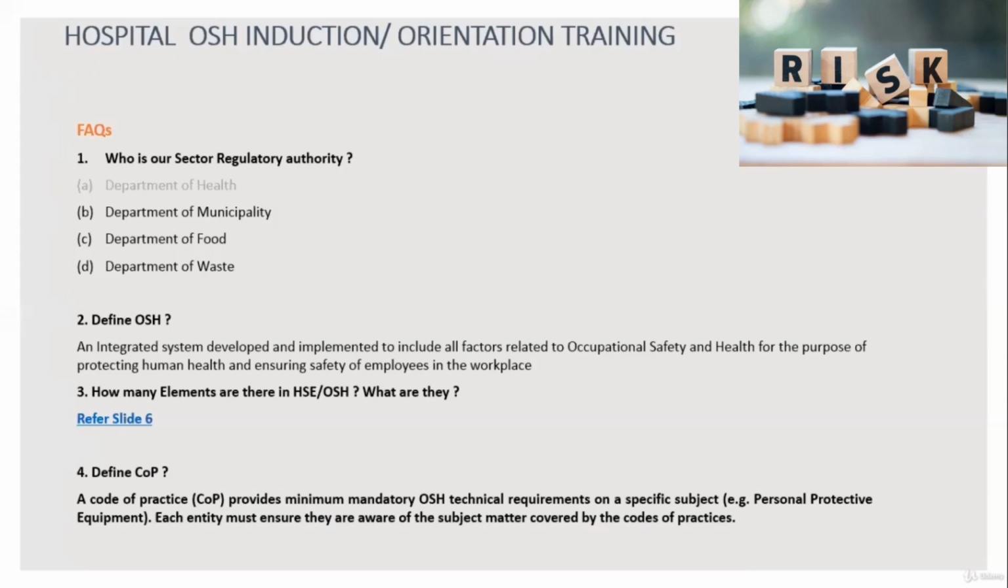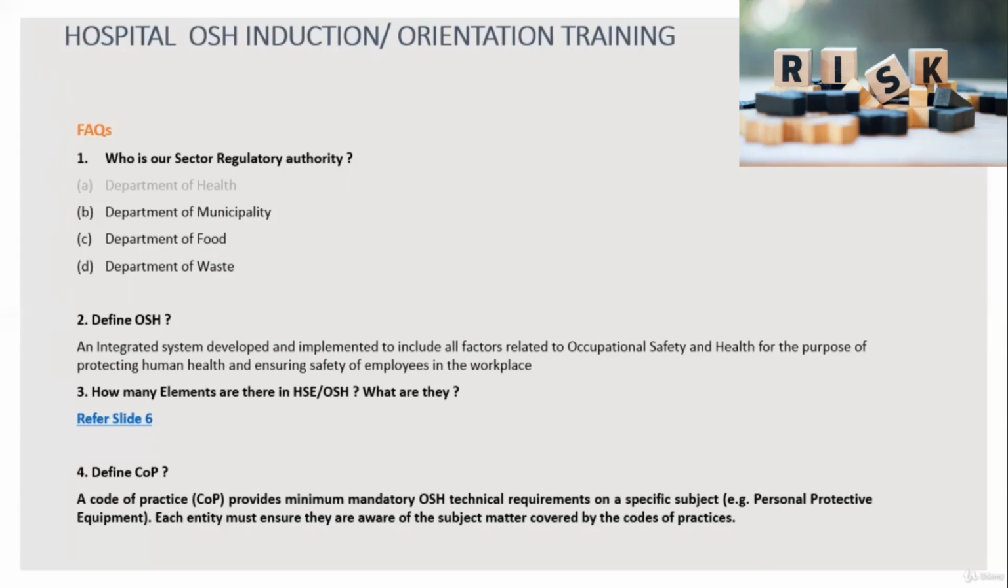Define OSH. An integrated system developed and implemented to include all factors related to occupational safety and health for the purpose of protecting human health and ensuring safety of employees in the workplace. How many elements are there in the OSH or HSE safety management system? 9 elements.